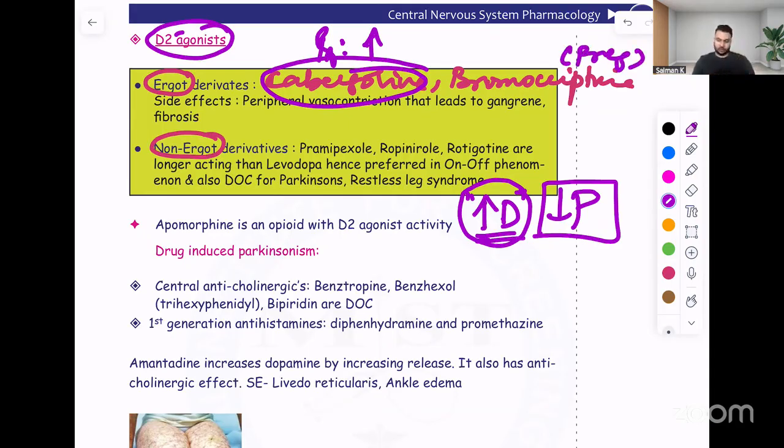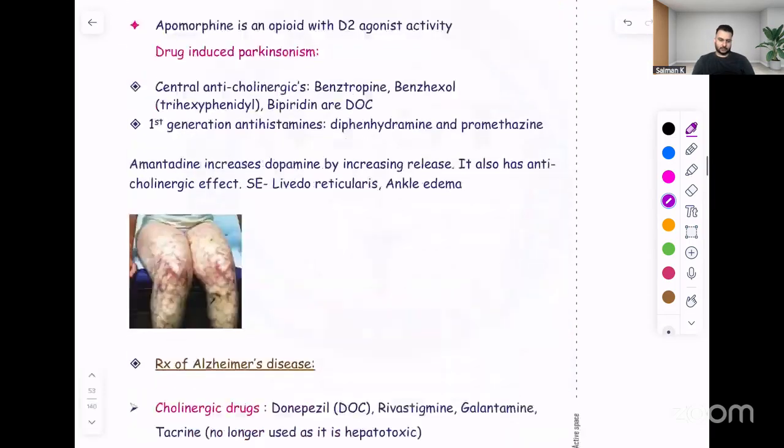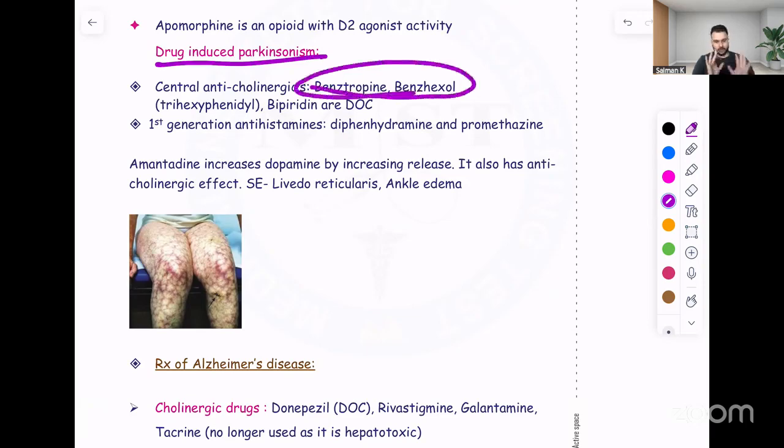Next, the non-ergot derivatives. Okay, the non-ergot derivatives like pramipexole, ropinirole, rotigotine, etc. They are going to be used in the treatment of Parkinson's. Okay. Next, there is something called drug-induced Parkinson. So in drug-induced Parkinson, what we use are the drugs called the parkinsonian anticholinergics like benztropine. They are the best medicines to treat this.